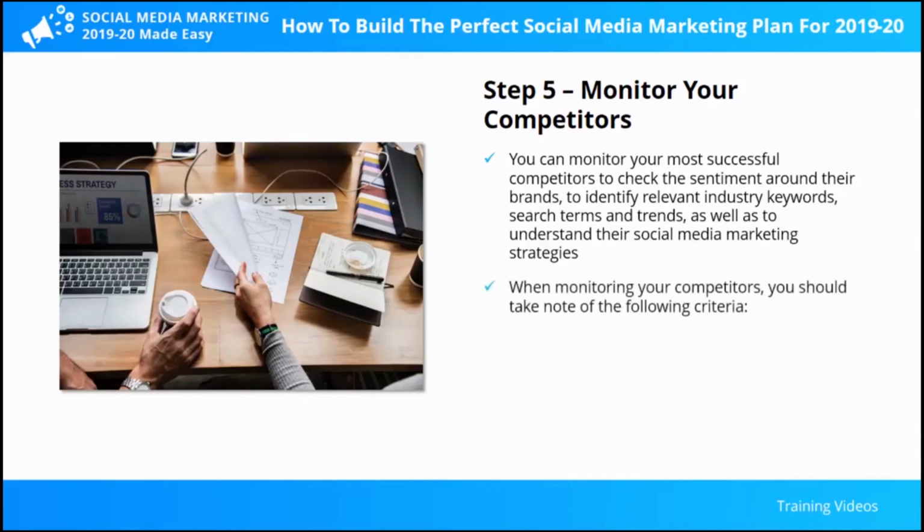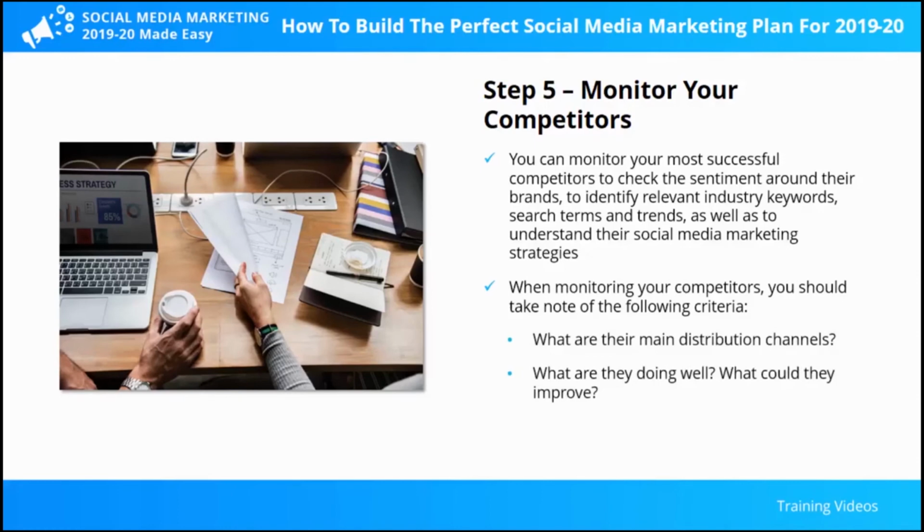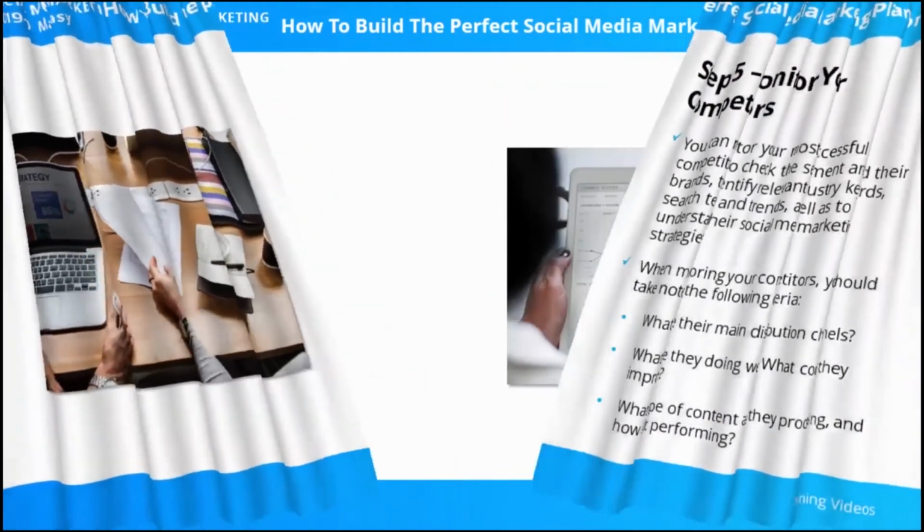When monitoring your competitors, you should take note of the following criteria. What are their main distribution channels? What are they doing well? What could they improve? What type of content are they producing? And how is it performing?